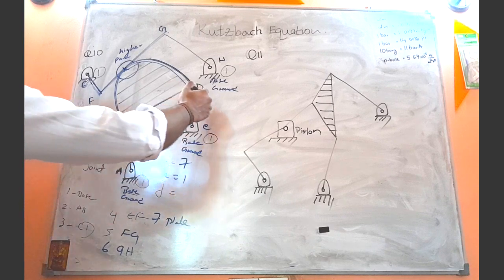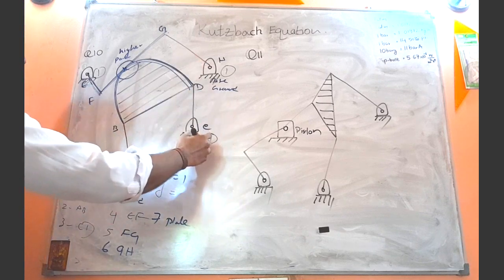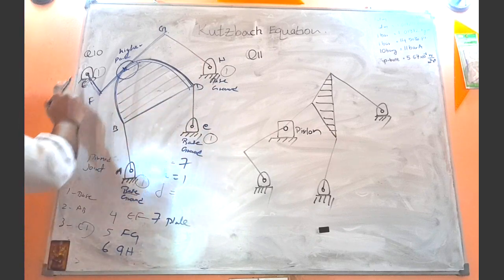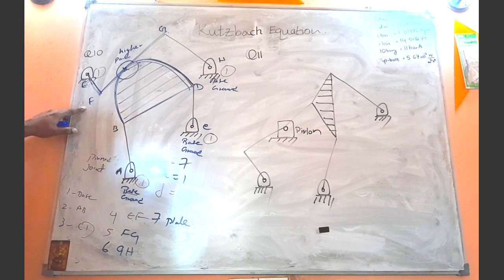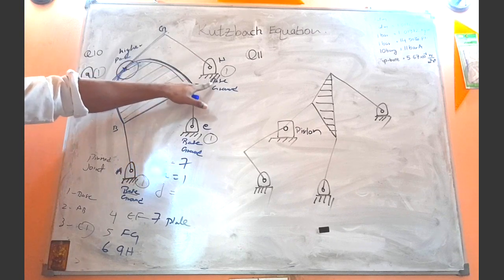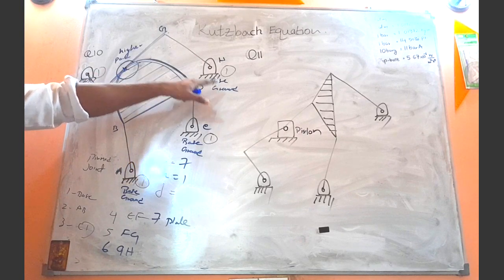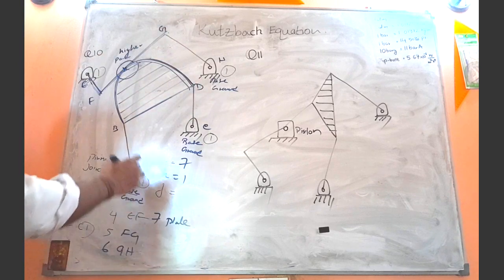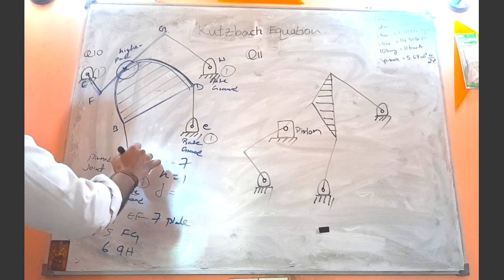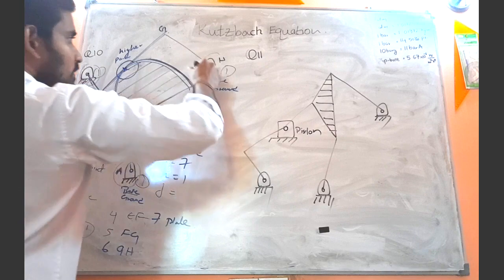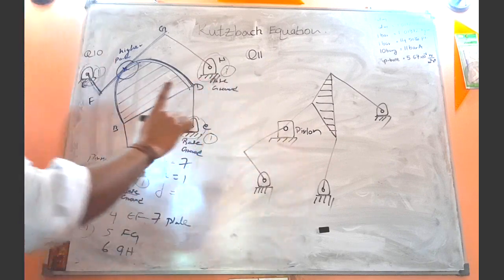Here also the link CD is connected to the base with the help of a pinned joint, right? And here also this link EF is connected to the ground with the help of a pinned joint. And here also the link GH is connected to the base or to the ground with the help of a pinned joint, right? So how many joints are there? Joint 1, joint 2, joint 3 and joint 4. 4 joints are there, right?